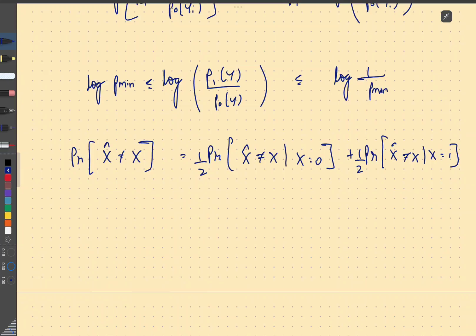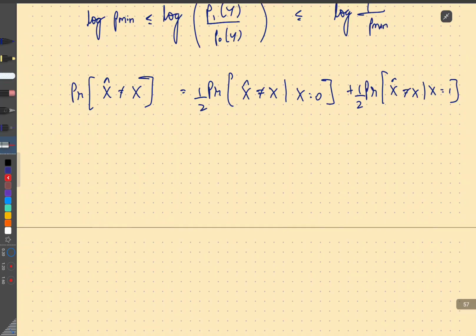Okay, so let's just look at one particular assumption. Let's just analyze one of these terms. The other term can be analyzed in a very similar fashion. So let's assume that x is actually equal to 1 and we want to find the probability that x hat is not equal to x, given x equal to 1.